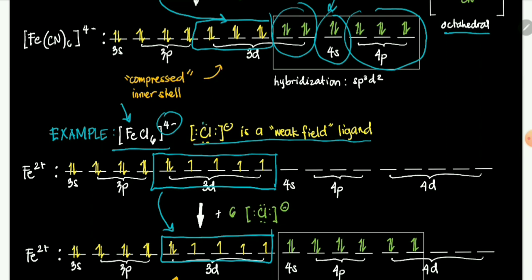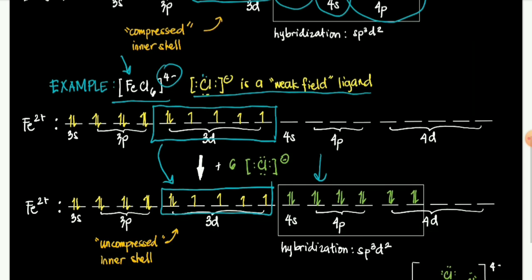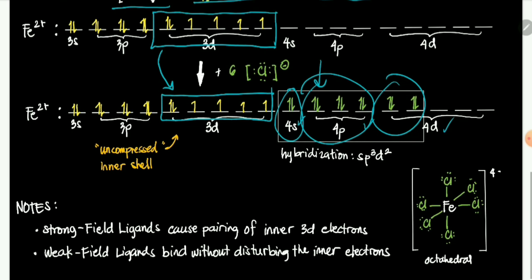Okay? So, makikita natin dito na dyan nag-donate ng electrons yung ating mga chlorides, yung 6 nating chlorides. Okay? So, nagkaroon ng covalent bonding or coordinate covalent bonding sa 4s, 4p, and 4d. So, makikita natin, sp3d2 pa din siya. Okay? So, sp3d2 means octahedral yung magiging geometry ng ating FeCl6 4-.